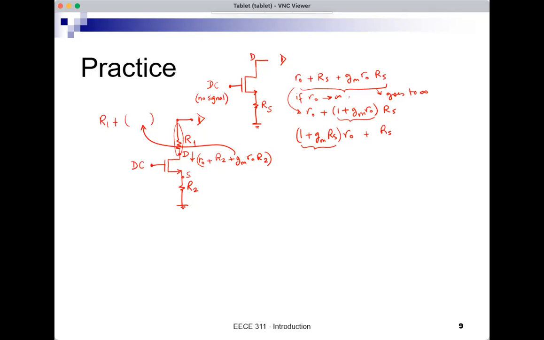Let's take another example. Some DC V1 here, and another DC level V2 here. And I want to find the resistance seen looking into this node here. And let's call this R3. So what is the resistance that I see looking into this node?